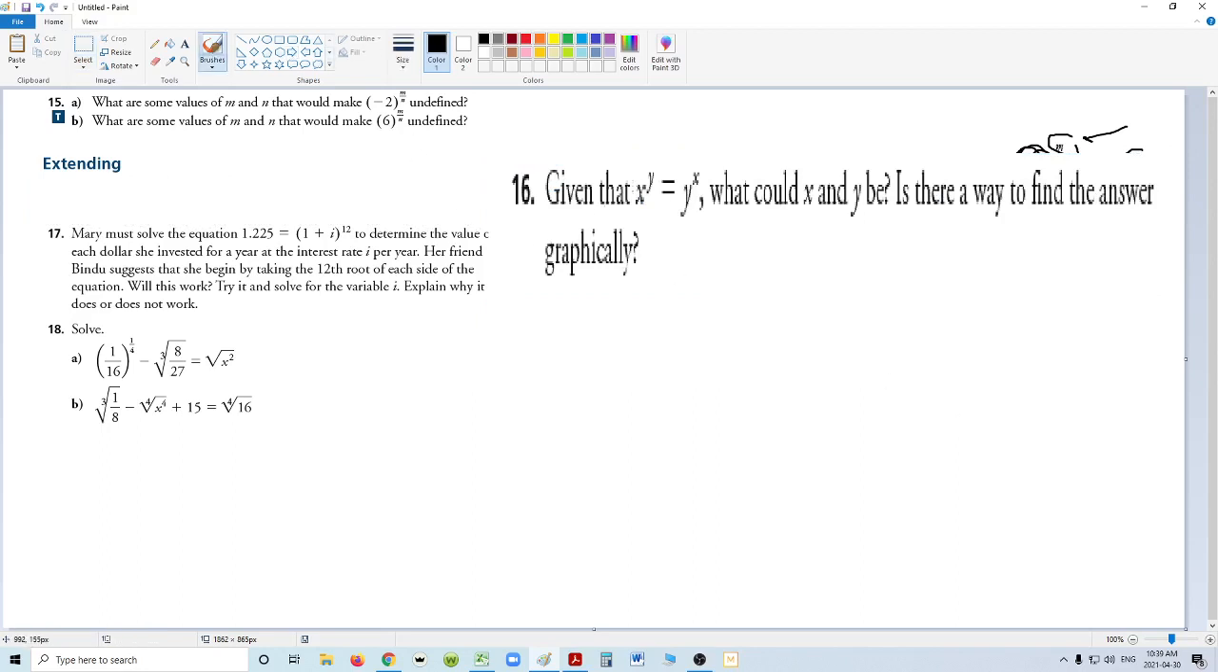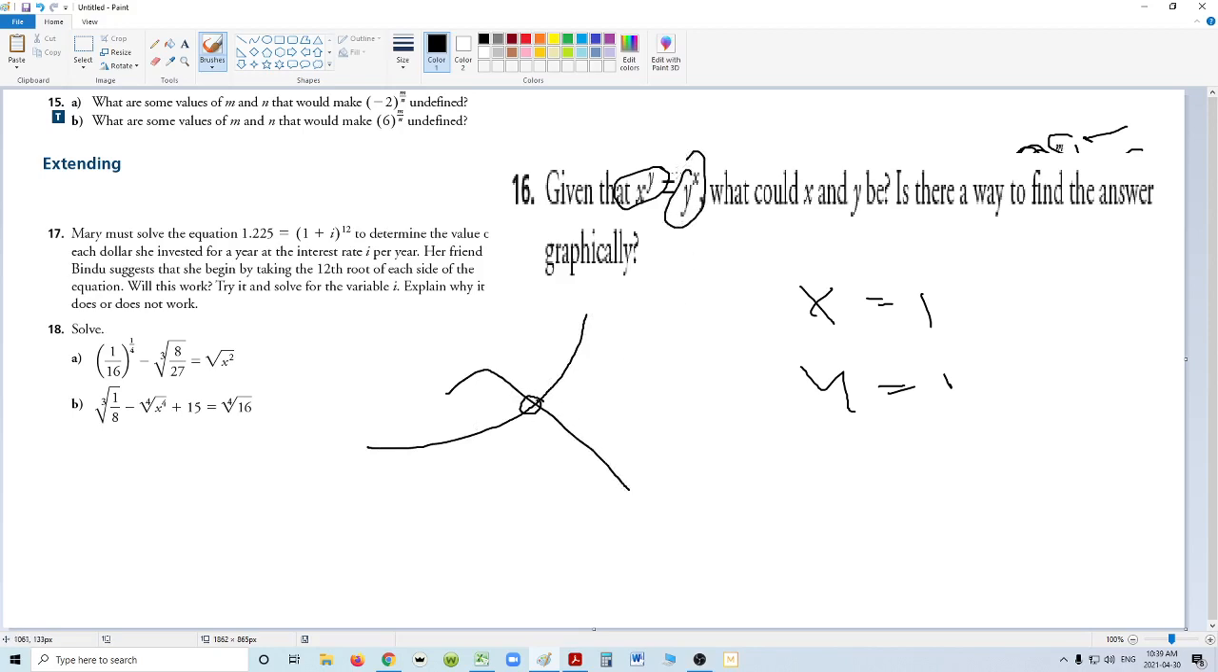Well, they can be 1 for sure. When x is 1 and y is 1, this is true. When you think of it, this is a growth curve. No, I think they only meet in one spot because this is a reciprocal, and so the reciprocals will be mirrors, and so no. Only x and y can be equal.